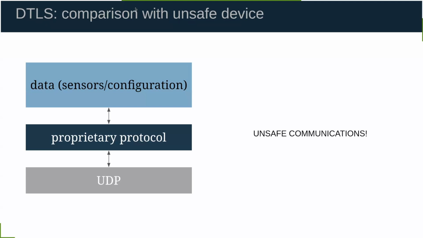Now I will just show you a small comparison when I use an application with unsafe communication. Usually there is some sensor, some IoT device collecting data. This data is basically packed in a proprietary protocol and then is sent over the network using UDP. Of course, all the messages in this kind of scenario can be manipulated, intercepted, or spoofed.